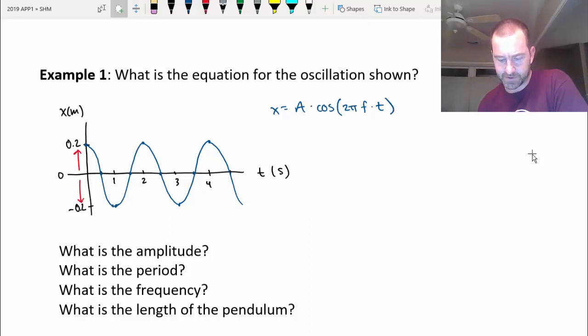And I want to know what the amplitude is, what the period is, what the frequency is, and then what's the length of that pendulum. Because from that information, I can figure out what the length of the pendulum is. So take a moment and see if you can get those answers.